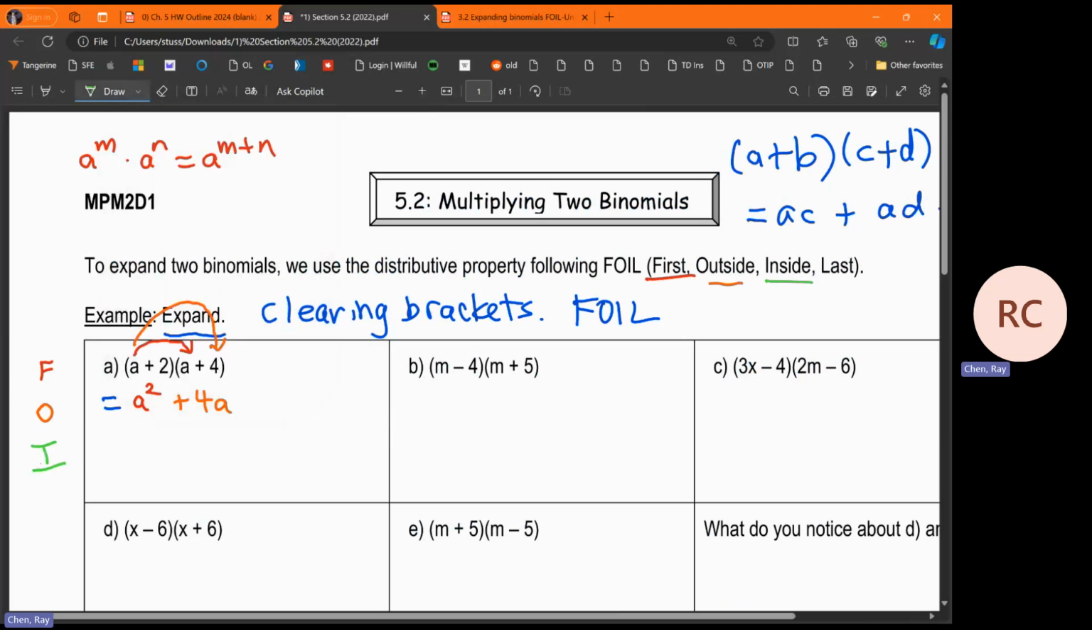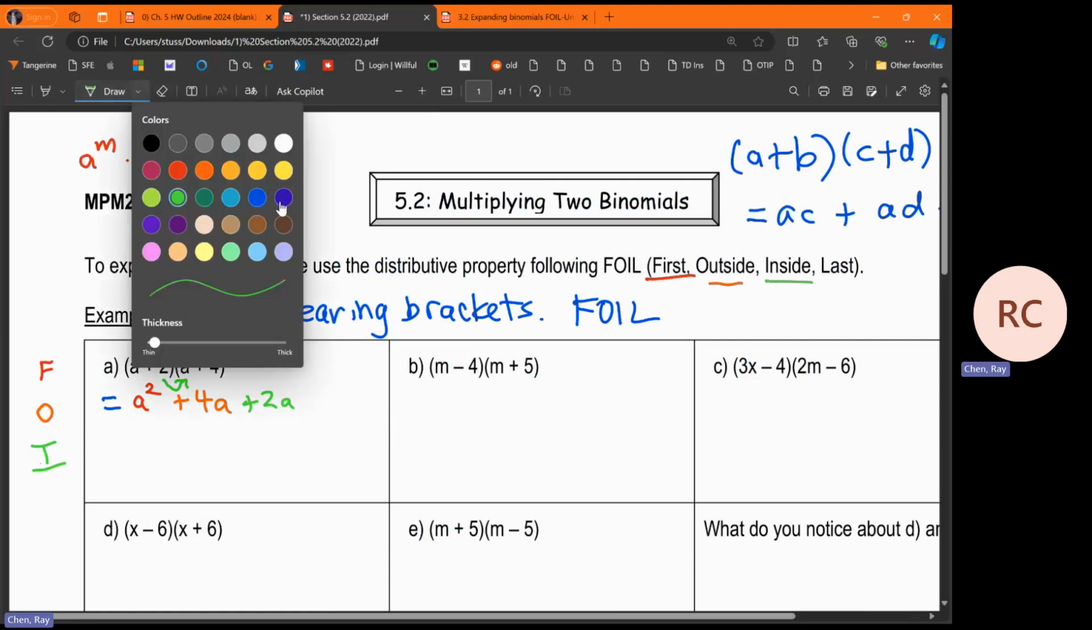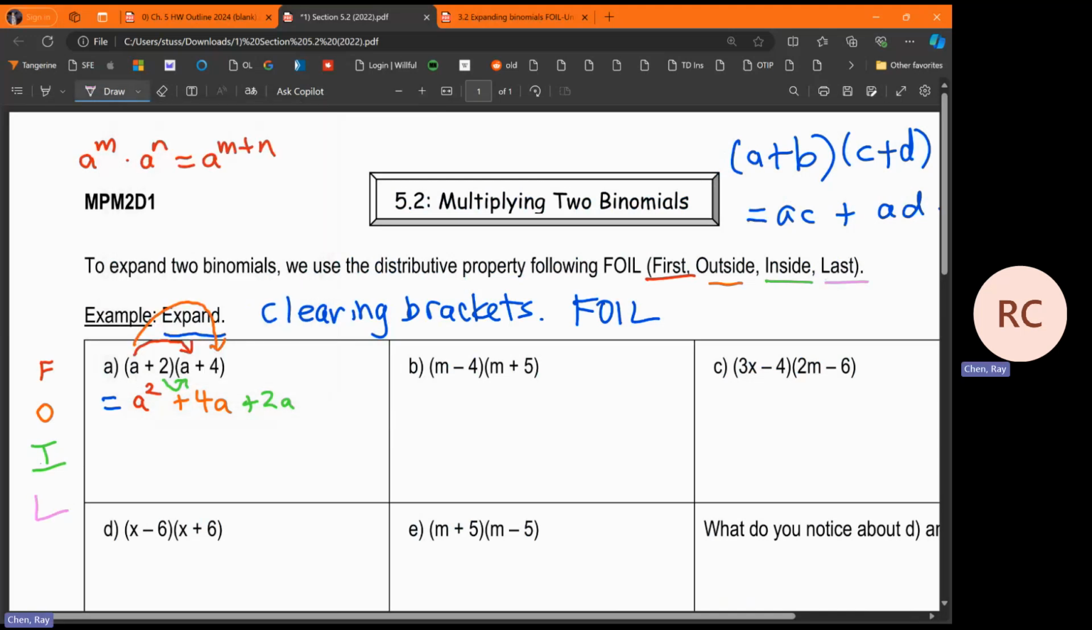What are the inside terms of this question? Well, it's the positive 2 and the a. Positive 2 times a is positive 2a. Finally, the last terms, and we'll use this nice pink, are the positive 2 and the positive 4. You don't have to show me with these arrows, but that might help you figure out what we're multiplying. Positive 2 times positive 4 is positive 8.